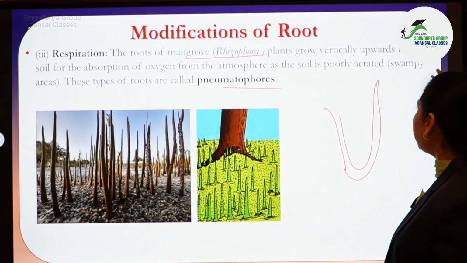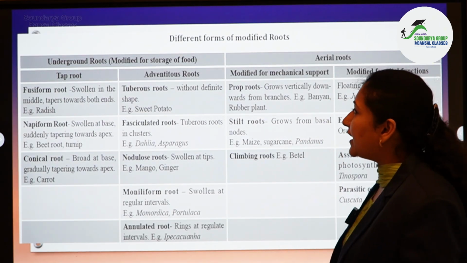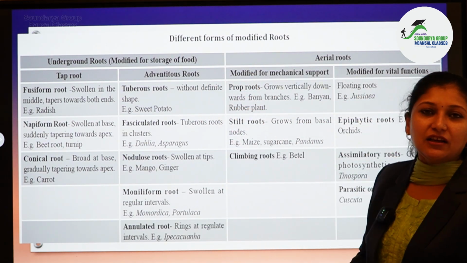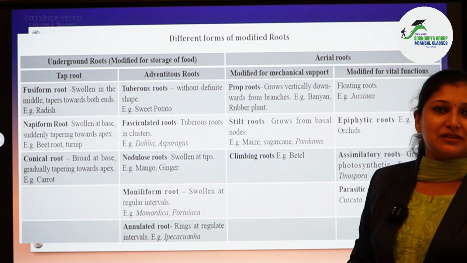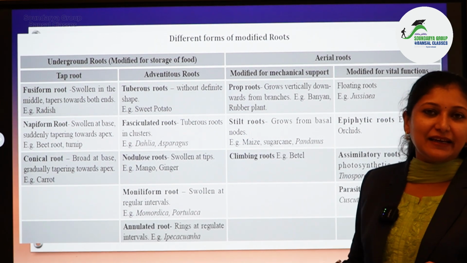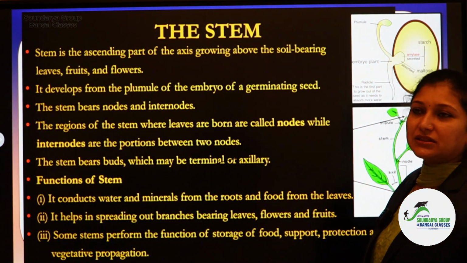This is all about roots. Now moving to the next. That is types of root again, taproot, adventitious root. All together I have compiled everything. You can see the slide, the presentation again, looking into this video and finalizing or rewriting all the examples of it. Then next, it's about stem.